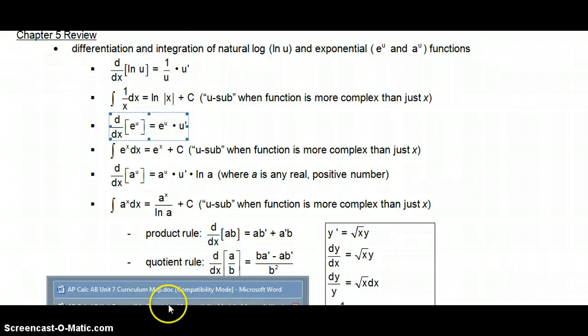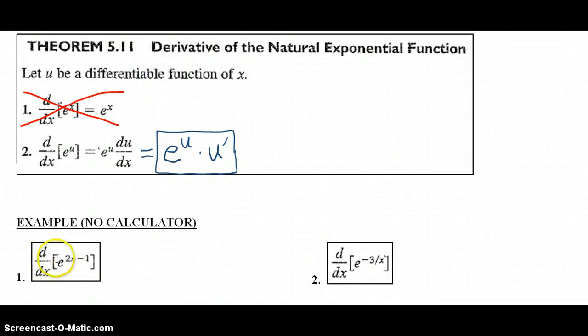So let's do a couple examples here. The derivative with respect to x of e to the 2x minus 1 power. What would the work look like for that particular example? Well, the first thing you have to recognize is that 2x minus 1 is our u function.